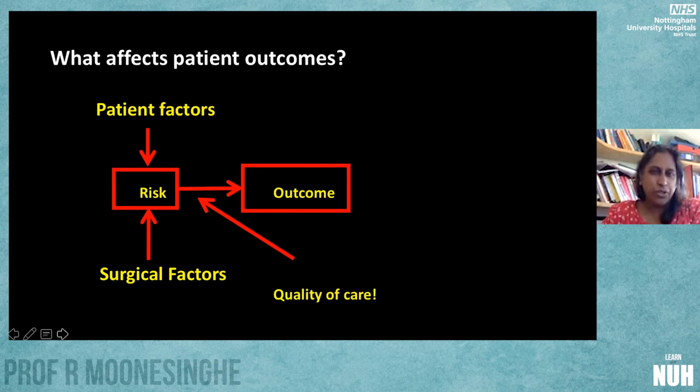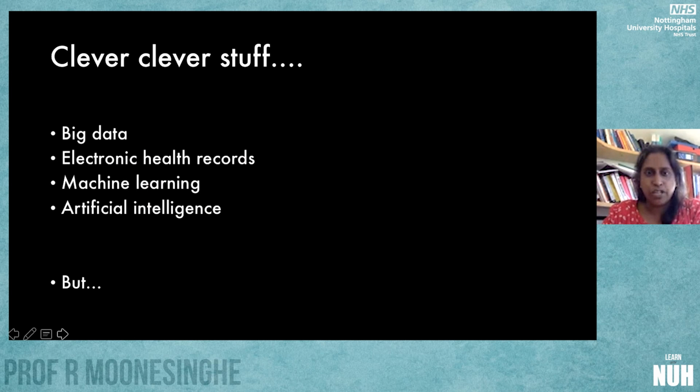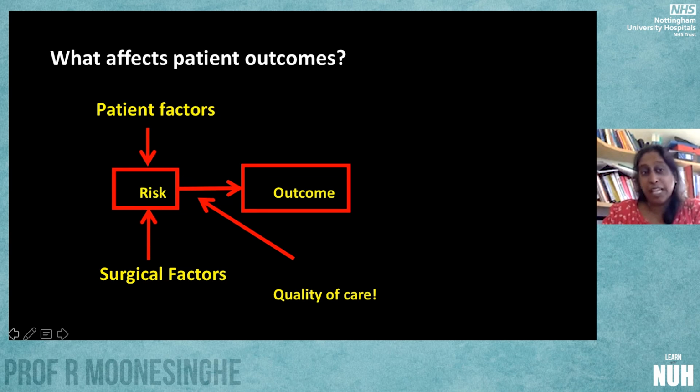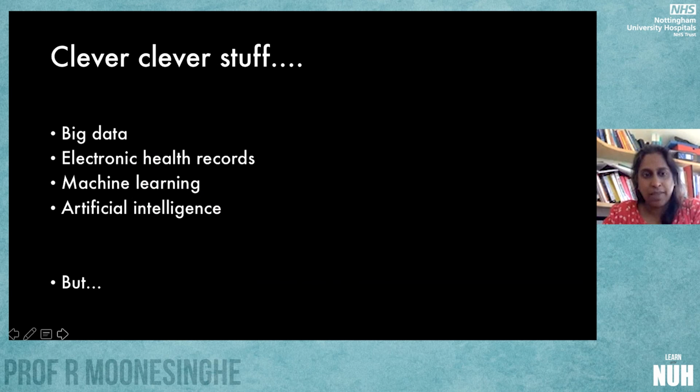And then you pull out all the stops, use all the fancy monitoring, you send them to ITU, you get the consultant surgeon and the consultant anaesthetist to do it, and you do everything that you can to improve their chances. And as a result of that, you potentially change their pathway and they do better than you would have anticipated. And that's not a failure of risk prediction, that's a success of perioperative care.